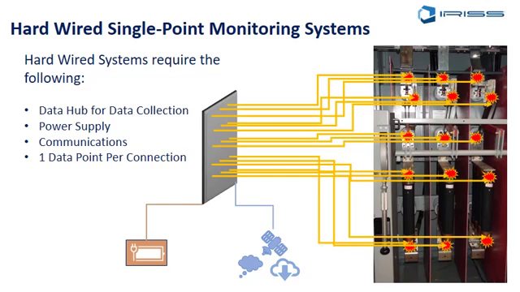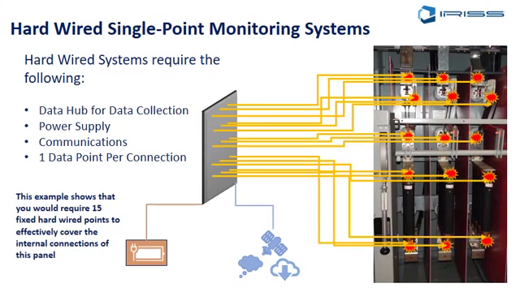And then you're going to have to run a connection or a cable to every single connection you want to measure. If you look at this panel again, if you wanted to measure each one of these, it requires 15 fixed hardwire points to effectively cover the whole panel. And some of these are moving connections, which causes a whole bunch of other issues. So hardwire systems have a place in the market space, but they are expensive and not very easy to install.